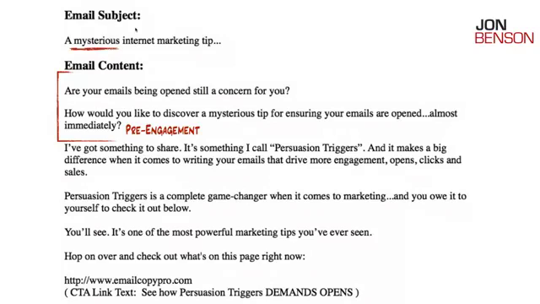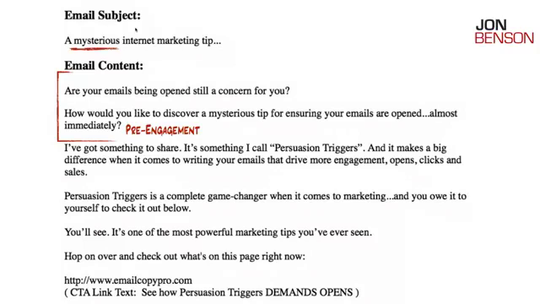And then look at the very next sentence. How would you like to discover a mysterious tip for ensuring your emails are opened almost immediately? Well, that's obviously way over the top positive, right? That'd be awesome. So we did something worrisome, then something awesome. That is duality. So we've covered the bases so we can attract more people to read this email.